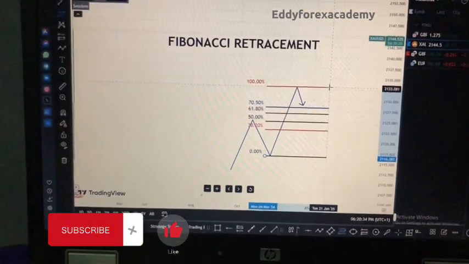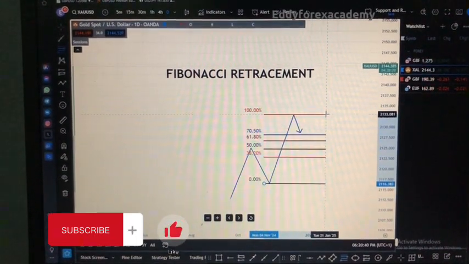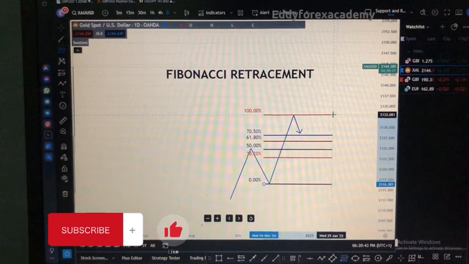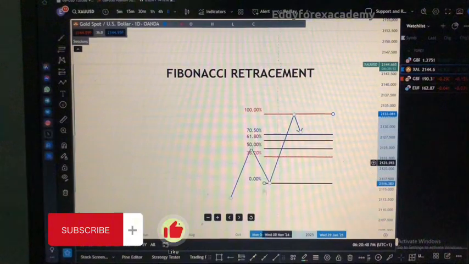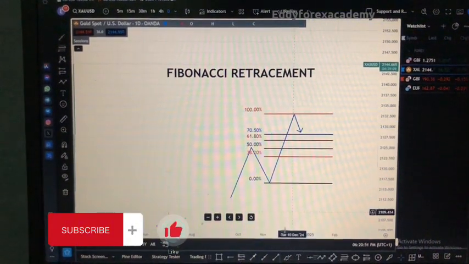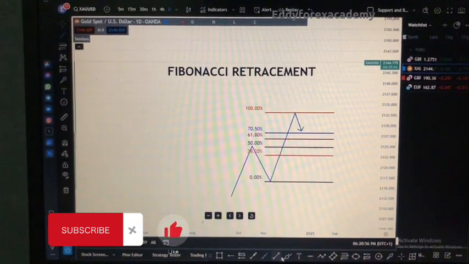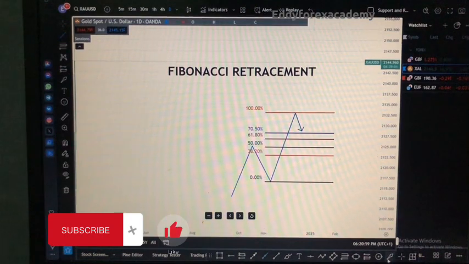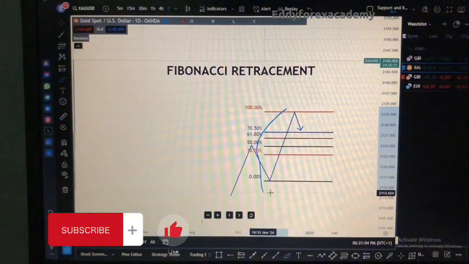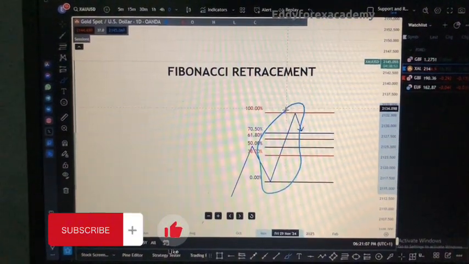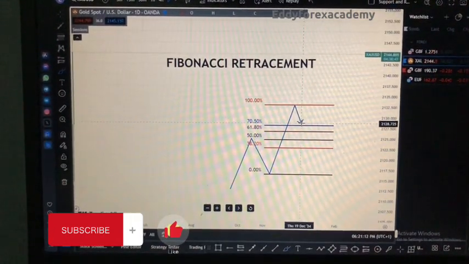Wherever you see a halt in price, wherever you see a stop in price, that's kind of a high. So the highest place that price stopped. And so what we're looking for now is the retracement of this particular uptrend. So we don't know where it's going to stop.